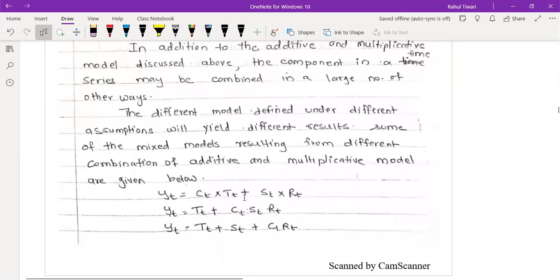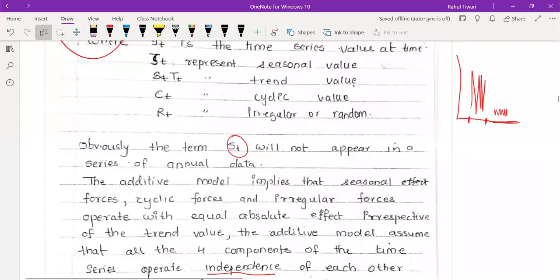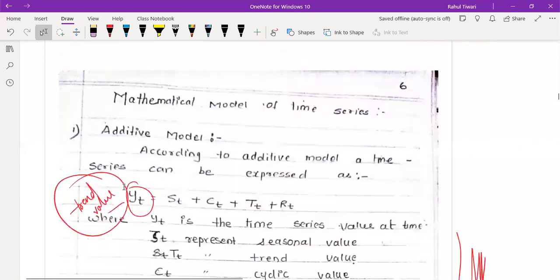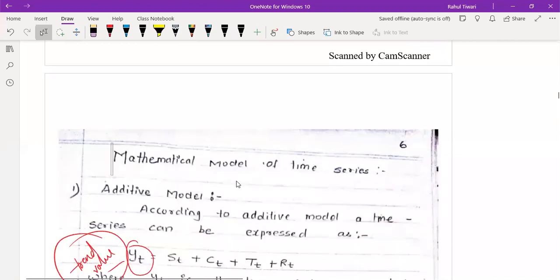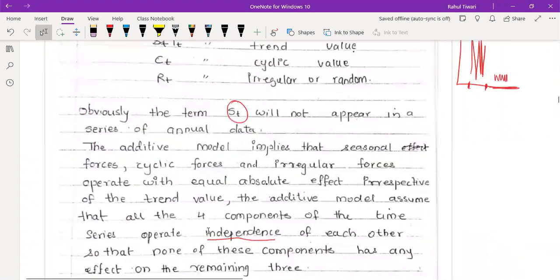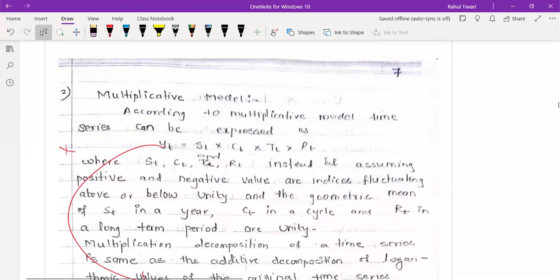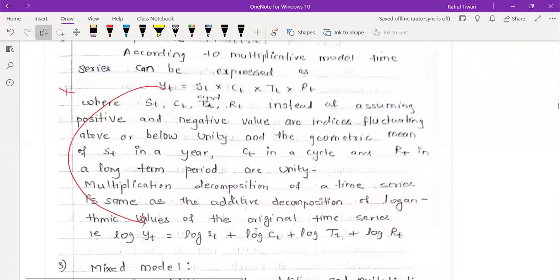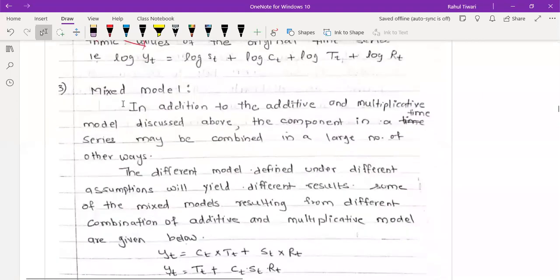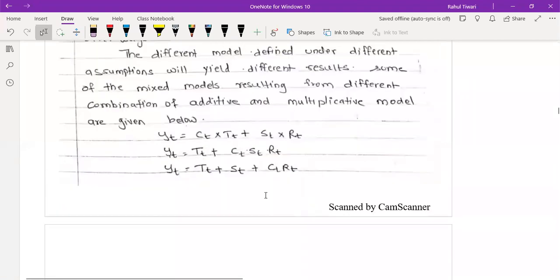Otherwise you can explain what is CT, what is TT, everything like in the first case which you have explained here. Sometimes it is asked: give me the mathematical model of time series, for 3 marks. So you need to just explain the model, what the components are, and mention the independence briefly. That's it. Similarly for the multiplicative model, explain the concept, taking log on both sides. Why are we taking log? Because if one component becomes zero, then the entire trend value becomes zero. Mention that. Then in the mixed model, you can just write as it is what is written here, because it is a mixed concept.